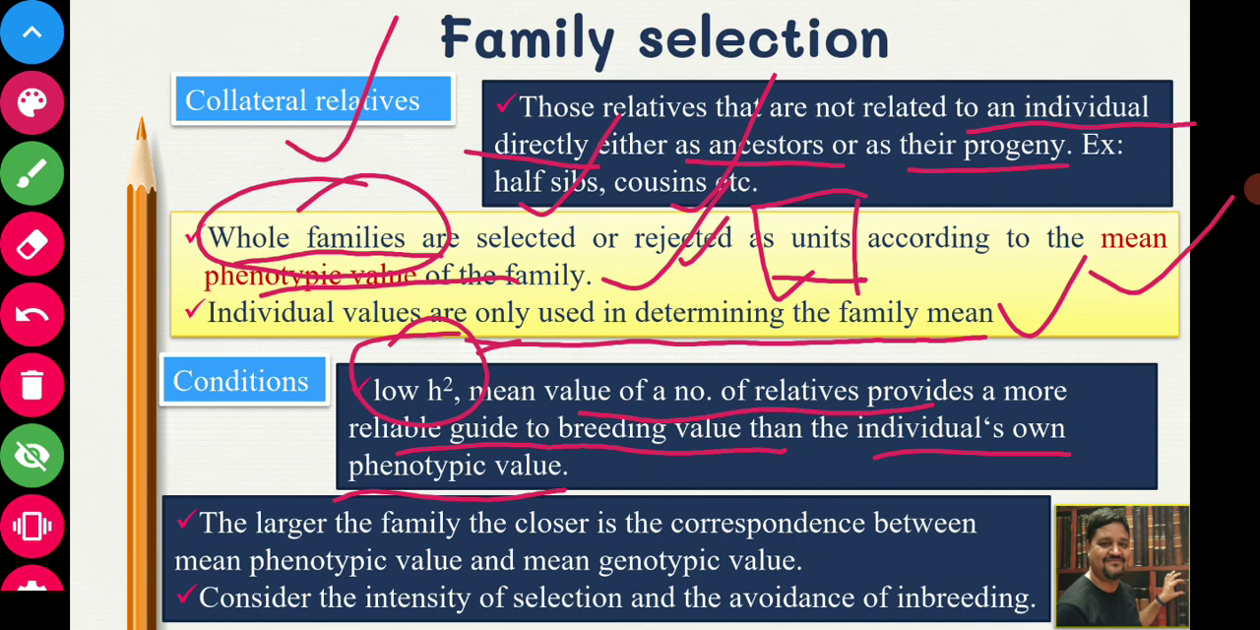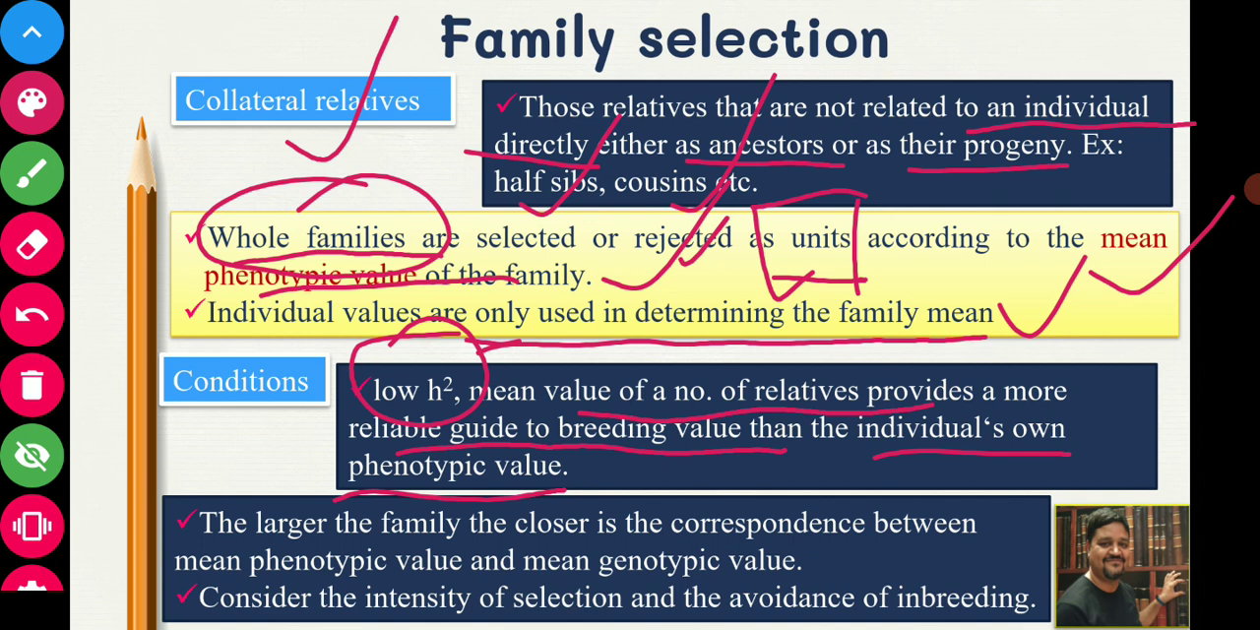Why? Because the family members are somehow related to that particular individual for which you are going for selection. So all the family members might have some common genes, and we have to identify those common genes. This family selection will be very helpful in finding those superior quality common genes. This is based on the concept that an individual's genotype will be better judged if we take the mean phenotypic value of the whole family.